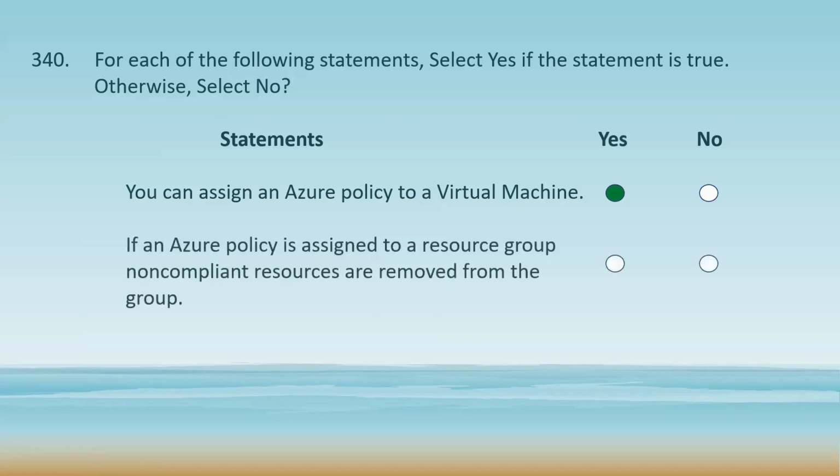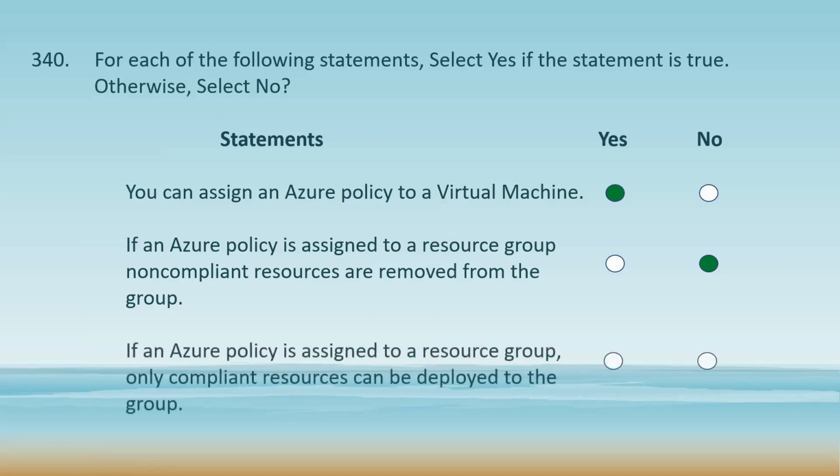Next statement is if an Azure policy is assigned to a resource group, non-compliant resources are removed from the group. This statement is incorrect. If the policy has a remediation action defined, then it will remediate the existing resources. Otherwise, the existing resources will be marked as non-compliant and no action will be taken.